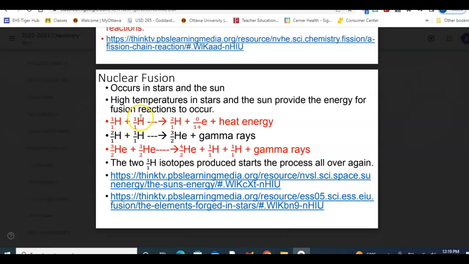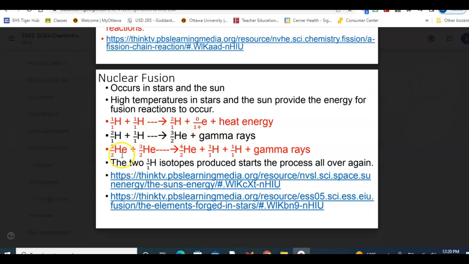You have 2 hydrogen-1 atoms, they fuse together and they produce a hydrogen-2 isotope. A positron is produced, and so is a bunch of heat energy. This hydrogen isotope now fuses with another hydrogen isotope to produce a helium isotope, and a bunch of gamma rays are released. That's high energy. It's a lot of energy.